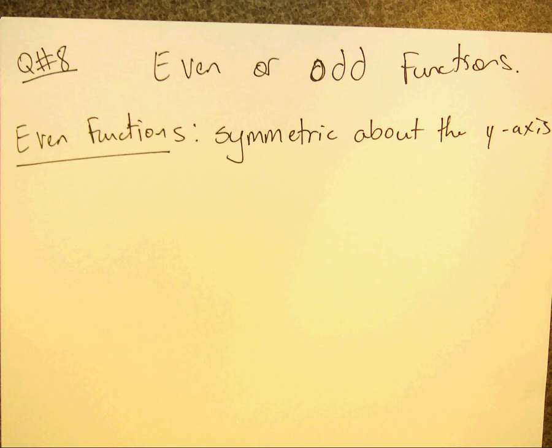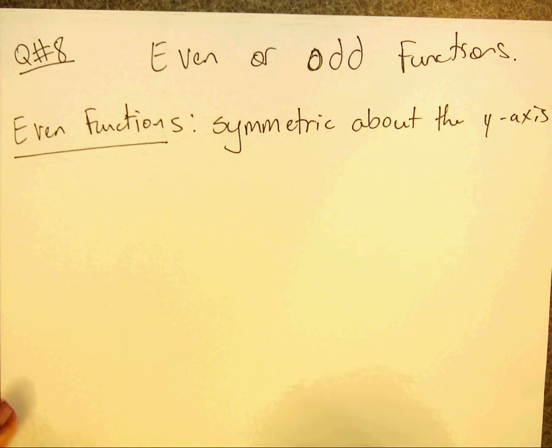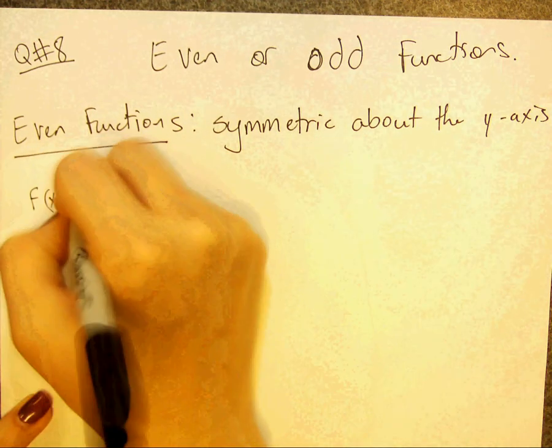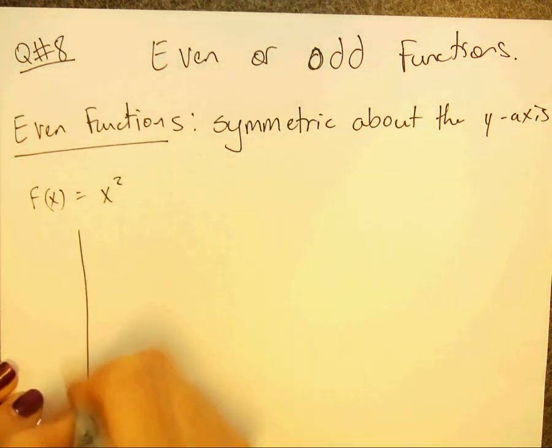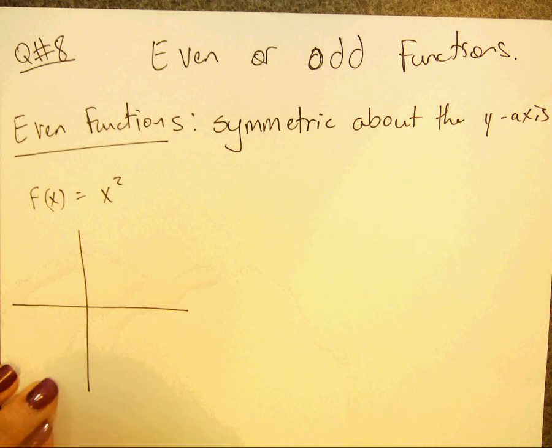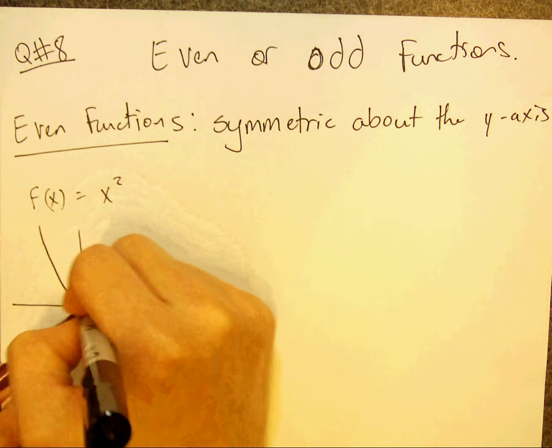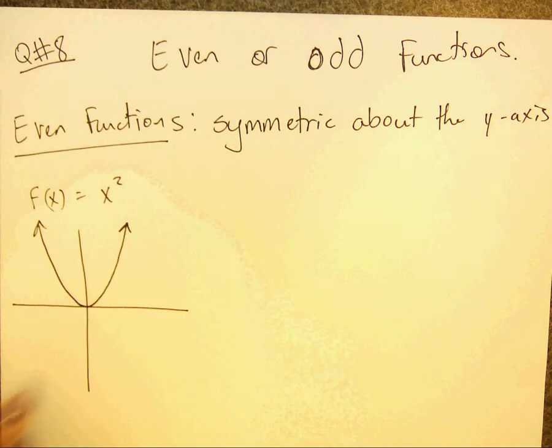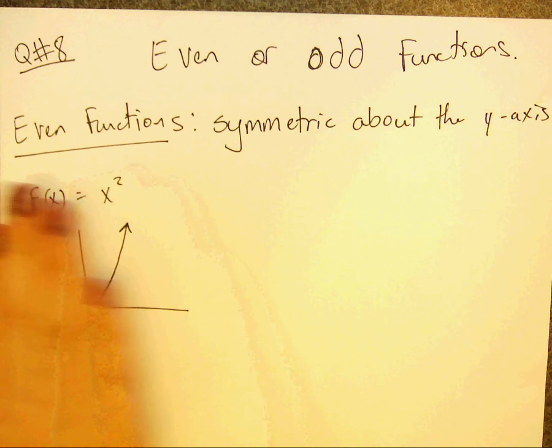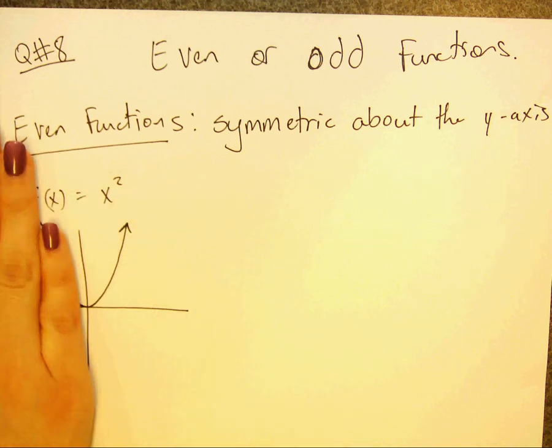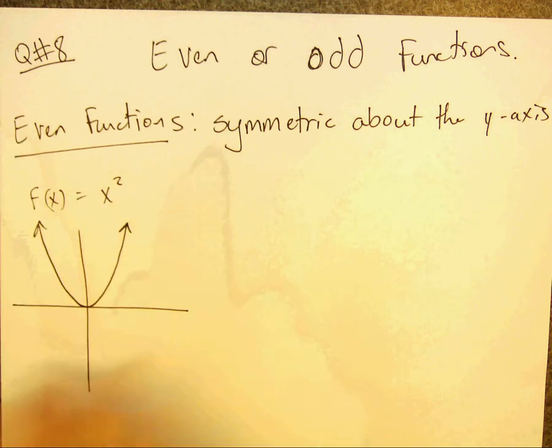Odd functions. Even functions are functions that are symmetric about the y-axis. So if you think about f of x equals x squared, just the parent function of the quadratic. It's just going to be a little sketch of it, but you've all seen it before. And what's on the left side of the y-axis is just a reflection of what's on the right side of the y-axis. This little property of this function makes it an even function. It's symmetric about the y-axis.